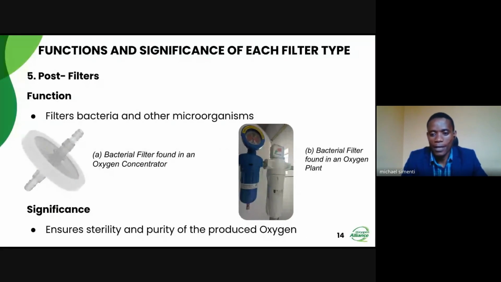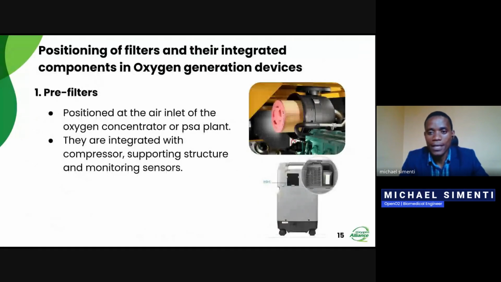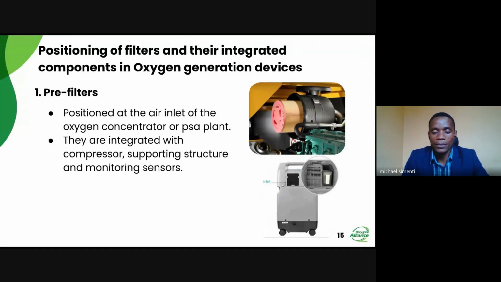Moving forward, now let's look at how these filters are positioned in either oxygen concentrators or PSA plants. And we are also going to look at some of the components that are integrated together when these filters are operating. It is worth mentioning that these filters are strategically positioned within oxygen concentrators and PSA plants to optimize the purification process and remove any contaminants from the air effectively. If we want to go into detail, we are going to start looking at the pre-filters. The pre-filters are positioned at the air inlet of the oxygen concentrator or PSA plant.